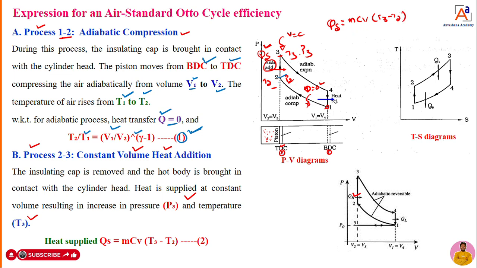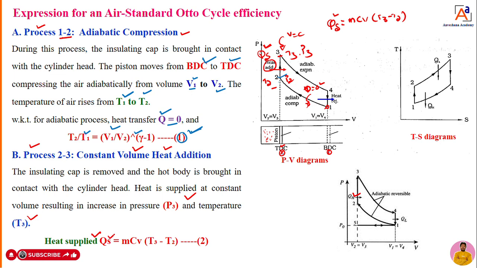How much heat is supplied in this particular process, that is 2 to 3? That can be calculated with the help of an equation. That equation is Qs is equal to m into Cv into T3 minus T2. So the same thing I have written here now. Therefore, heat supplied to the engine at 2 to 3 at constant volume, at temperature T2 and T3, pressure P2 and P3, I can express in terms of an equation.